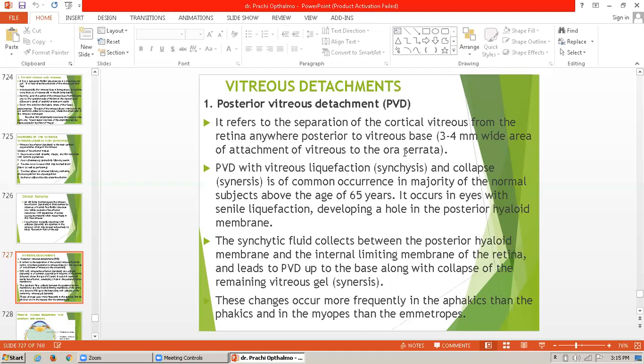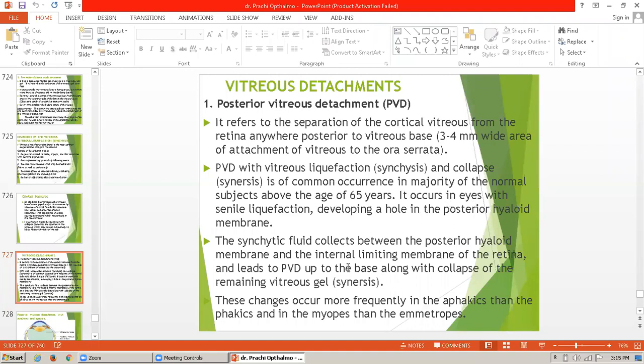The 3 to 4 mm wide area of attachment of vitreous to the ora serrata is called the vitreous base. And PVD with vitreous liquefaction, that is synchysis, and collapse, synersis, is a common occurrence in the majority of normal subjects above the age of 65 years.